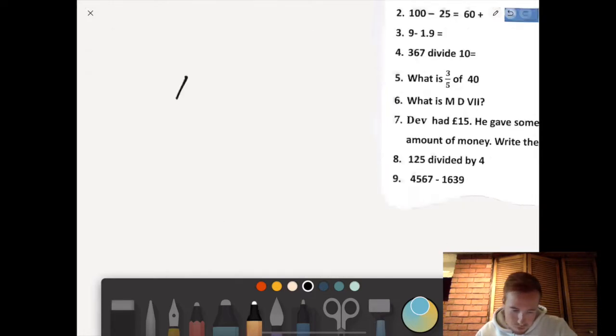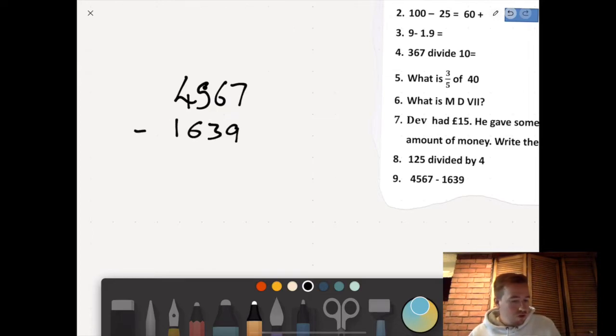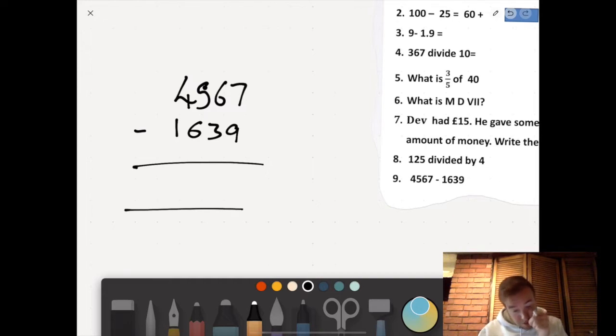So 4,567 subtract 1,639. Nothing here but a straight column subtraction. There's no shortcuts that I can see on that one. I suppose you could round it to 1,640, but it'd be just as quick to do it this way. So 7 subtract 9 you can't do, so you're going to exchange from here. 17 subtract 9 is 8. 6 subtract 3 is 3.